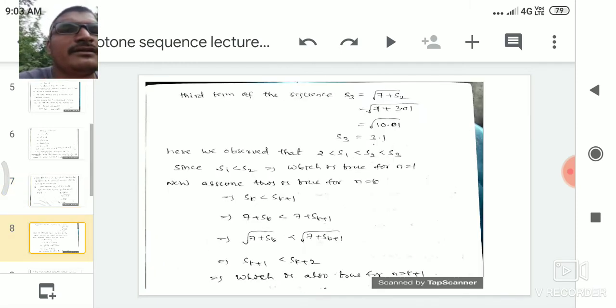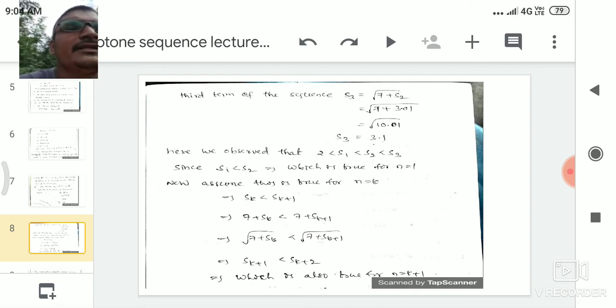Next we find the third term of the sequence. S3 is equal to root of 7 plus S2, and we know that S2 is 3.01, that is root of 7 plus 3.01, which is root 10.01, approximately equal to 3.1.